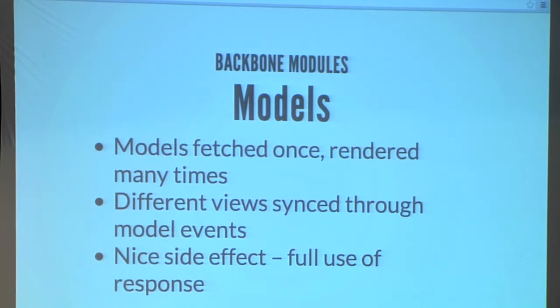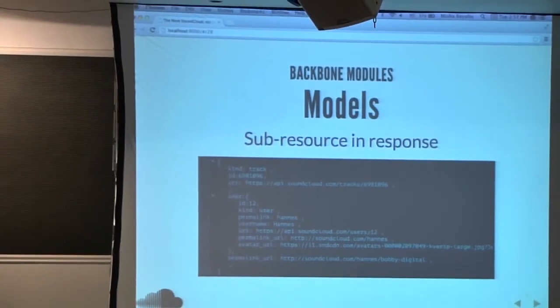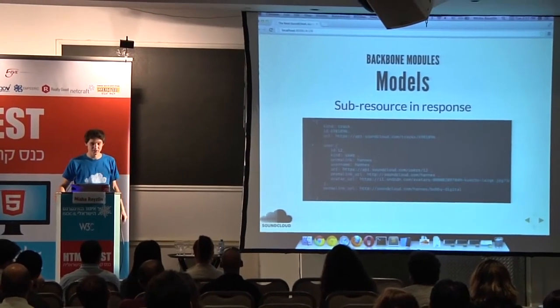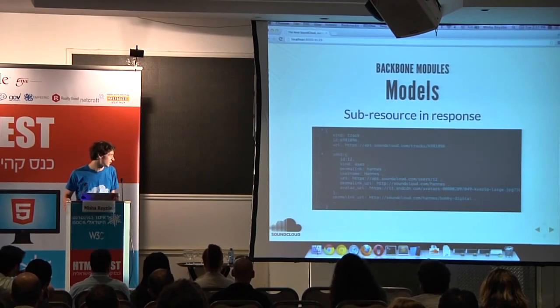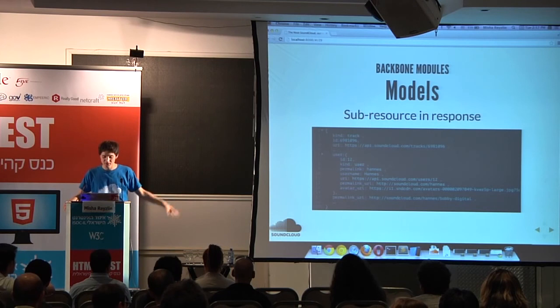Different views are synced, and a nice side effect is that we can use the response fully. What does it mean? The API typically returns, for example, this is a typical response of a track representation from the SoundCloud API. We have data for the track, such as ID, image, URL, but we also have a compact representation of the user that is owning this track.